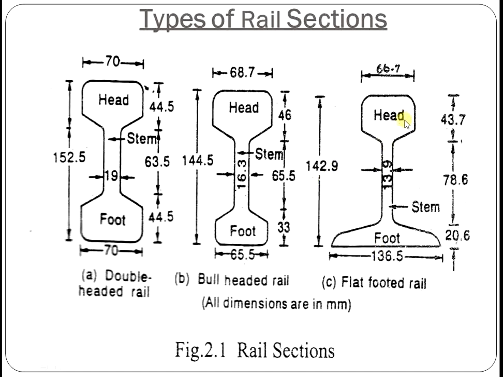The head height is 43.7 mm. The height of the middle section is 78.6 mm and the bottom section height is 20.6 mm. Now we will see the types of rail in detail.